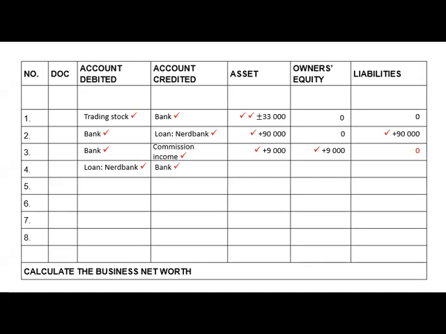A reduction of your asset means it's a minus under assets. Owner's equity is not affected. And a reduction of a liability means it's a minus under liabilities. Got that? Let's move on.